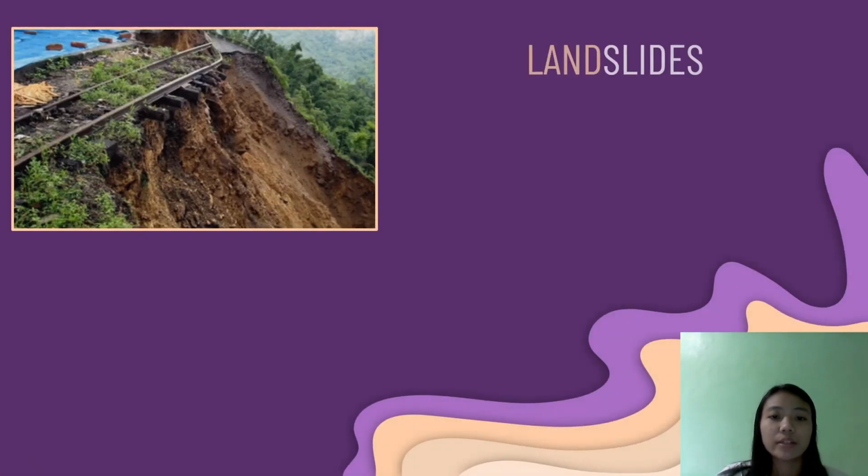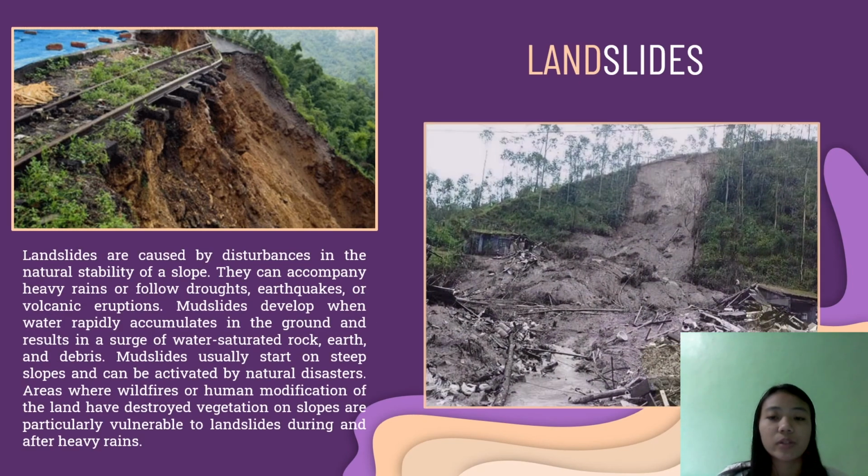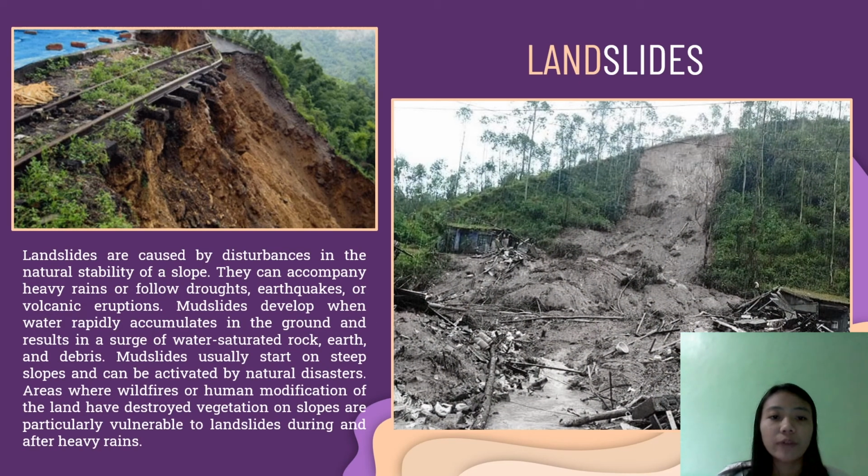Landslides are caused by disturbance in the natural stability of a slope. They can accompany heavy rains or follow droughts, earthquakes, or volcanic eruptions. Mudslides develop when water rapidly accumulates in the ground and results in a surge of water-saturated rock, earth, and debris. Mudslides usually start on a steep slope and can be activated by natural disasters. Areas where wildfires or human modification of the land have destroyed vegetation on the slope are particularly more vulnerable to landslide during and after heavy rains.